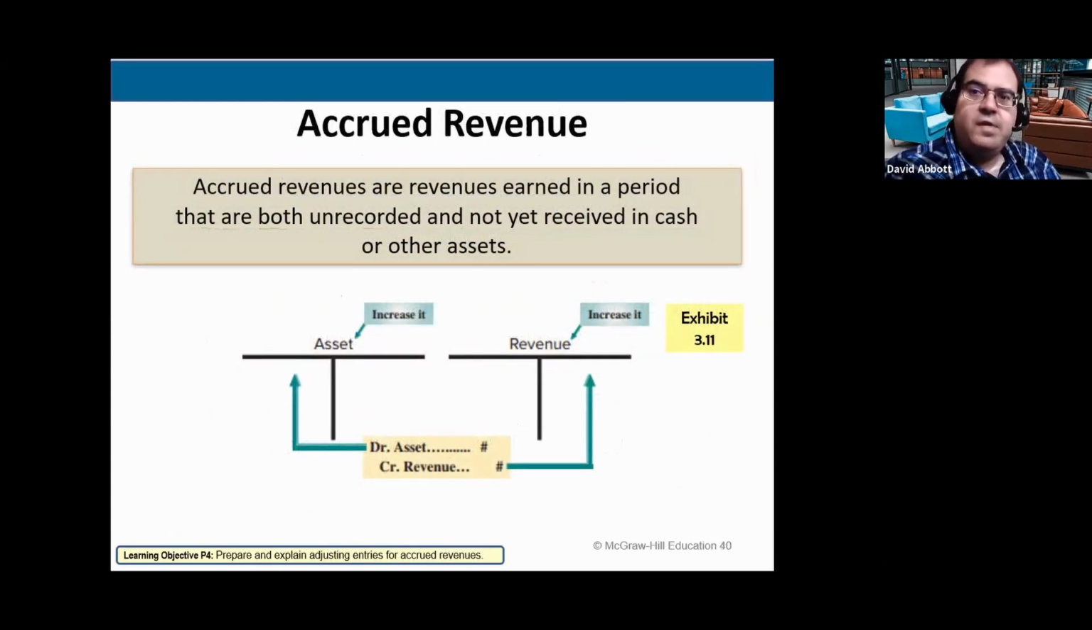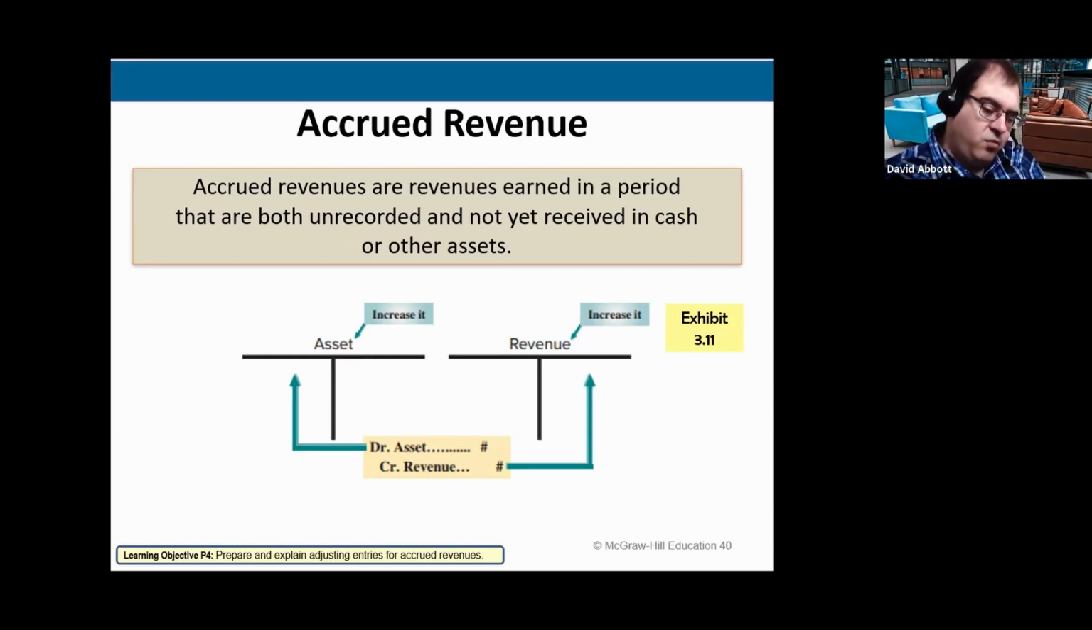So accrued revenues are revenues that are earned in a period that are both unrecorded and not yet received cash or other assets for. So the adjusting entry to accrued revenues is needed because many firms have delivered a product or provided a service but have not recorded the revenue in the current period. In our example, a company completes a consulting engagement. The company has earned the revenue but has not recorded it at year end. The company has earned interest that has not been paid until the next period as well.